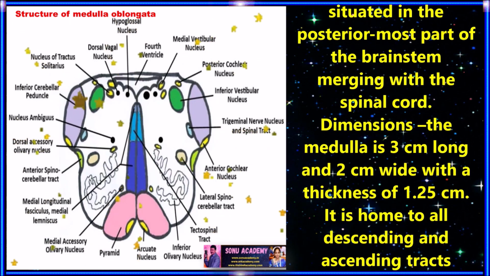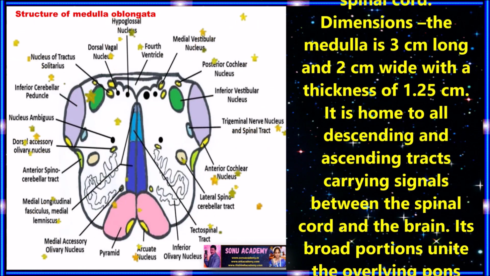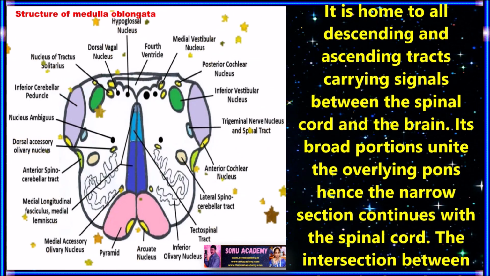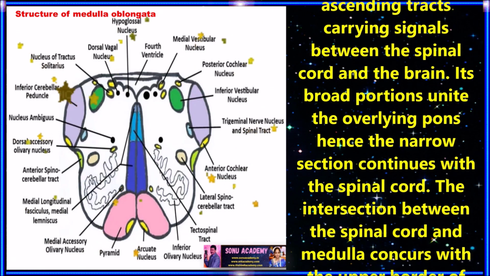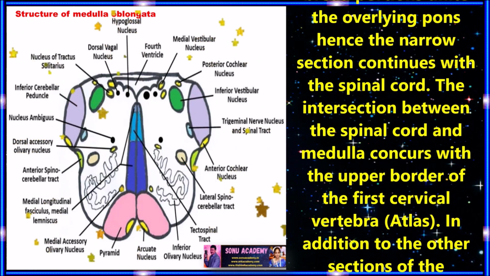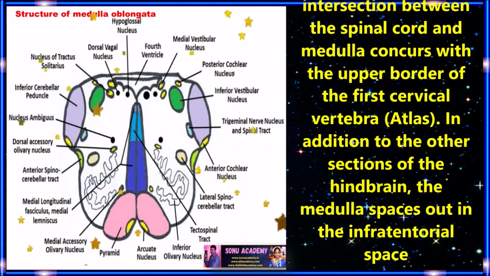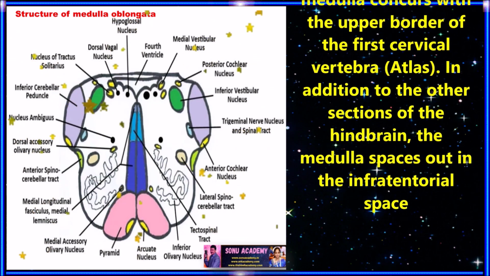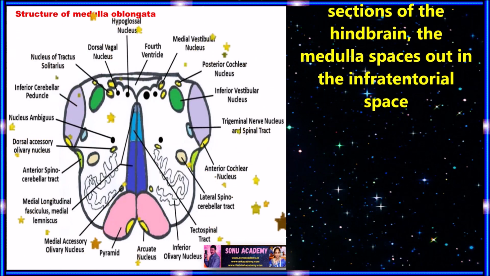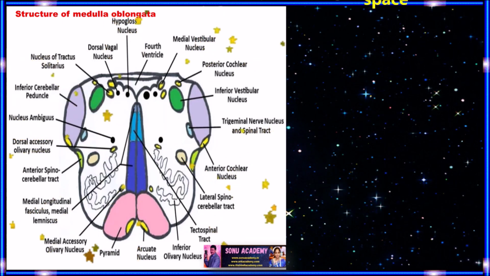Dimension: the medulla is 3 cm long and 2 cm wide with a thickness of 1.25 centimeters. It is home to all descending and ascending tracts carrying signals between the spinal cord and the brainstem. Its broad portion unites with the overlying bones, while the narrow section continues with the spinal cord. The junction between the spinal cord and the medulla occurs at the upper border of the first cervical vertebra, which is also called the atlas. In addition, like other sections of the hindbrain, the medulla lies in the infratentorial space.